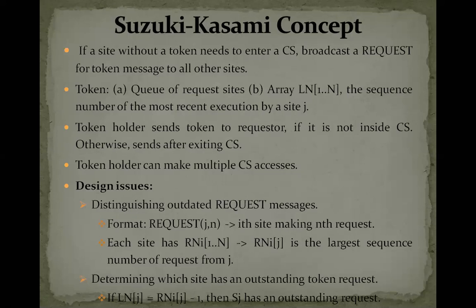Suppose request number 2, which has been sent by site 1, is delayed, and request number 3 is received by site number 4 from site number 1. After executing the third request of site number 1, if the second request is then received by site number 4, it means it is an outdated message. Since it has already taken care of the third request, it will not take care of the second request which has been delayed. So that is the meaning of an outdated request.